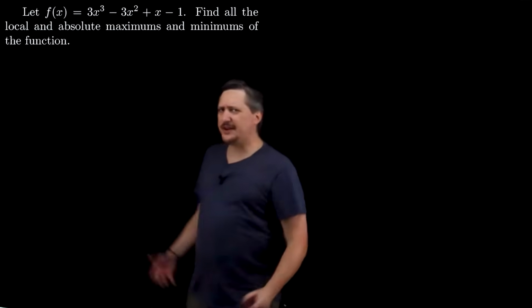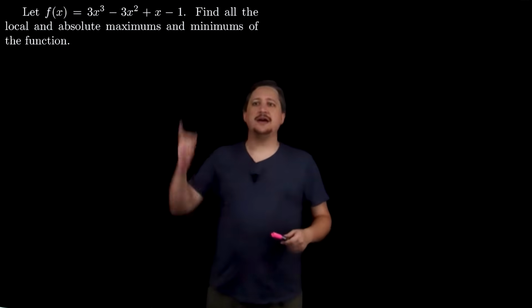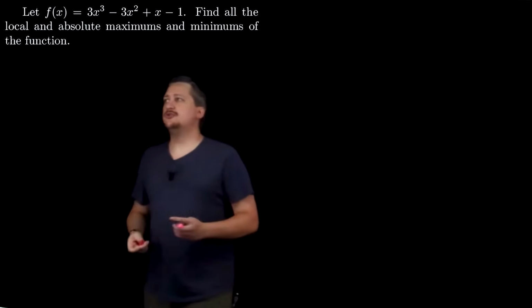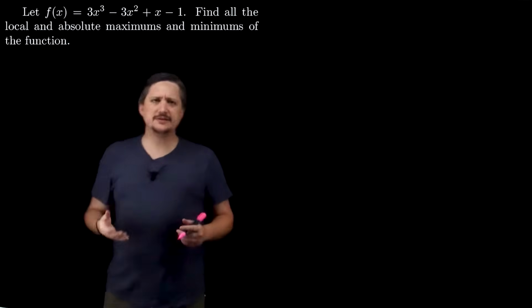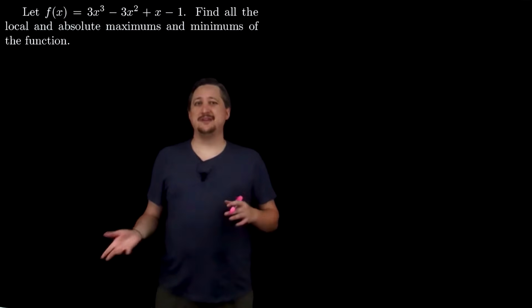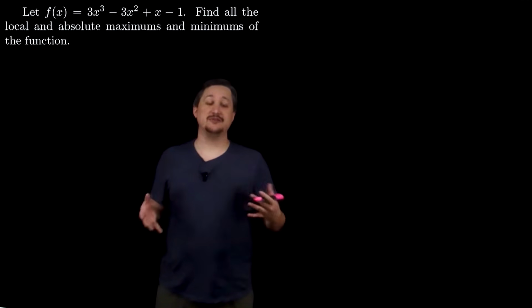So for that reason, we're going to have a bunch of these videos. In this one, we have this nice polynomial. We want to find all the maximums and minimums. So remember, the idea here is that maximums and minimums occur where the derivative is zero. That's the way it's normally presented.